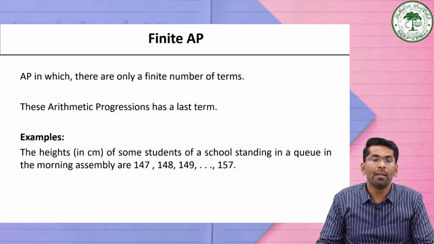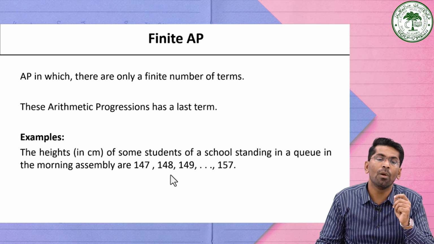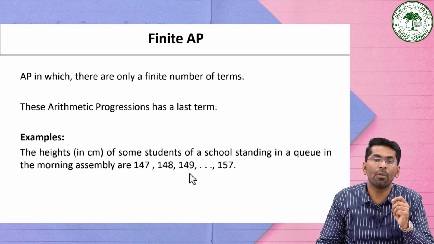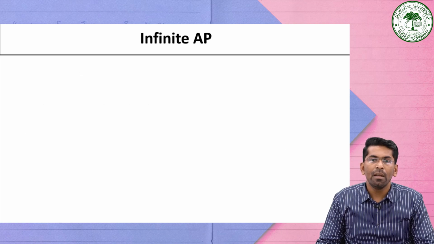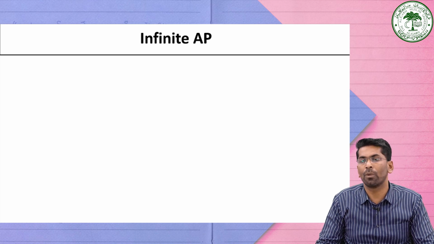For example, consider the heights of some students in a school standing in a queue in the morning assembly: 147, 148, 149 up to 157. We have a last term here as well. That means this series ends with 157, and it starts from 147. The common difference, which is the difference between two consecutive numbers, is equal to 1.